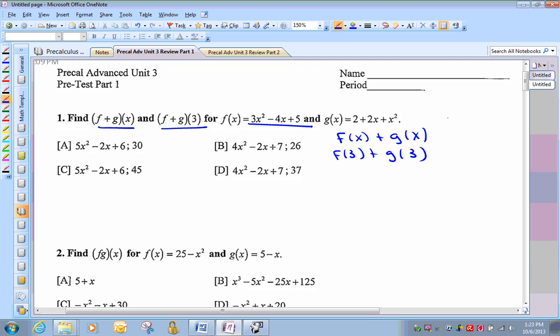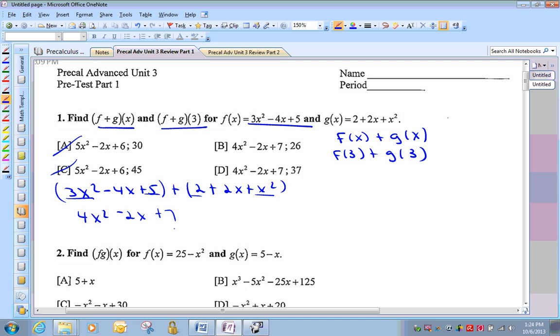F of x is 3x squared minus 4x plus 5. And we're going to add to that g of x, which is 2 plus 2x plus x squared. And then it's really about just combining like terms. So we have 3x squared and x squared, we have 4x squared. Well, immediately you can see that you've eliminated those two if we were multiple choice. Then we have a negative 4x and a positive 2x, so we have a negative 2x, and we have a 5 and a 2, which is positive 7.